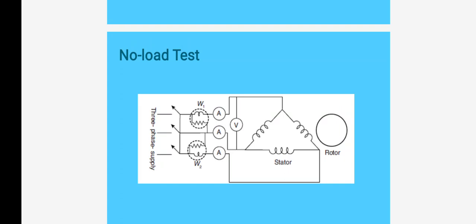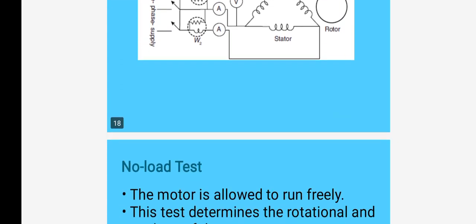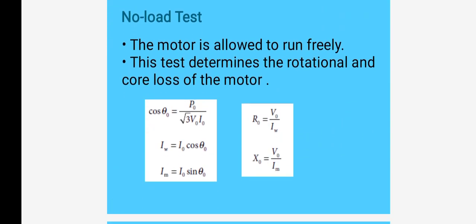There are two tests that are performed to find the performance of any type of induction motor, whether it is a single phase induction motor or a 3-phase induction motor. The performance of induction motors is calculated using the no load test and the blocked rotor test or short circuit test. Then this is the no load test. We can calculate the current, and the resistance and the inductance of the corresponding no load test.